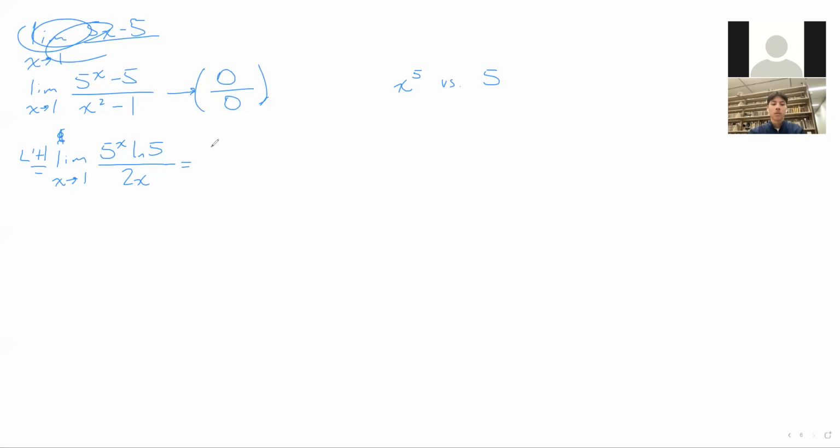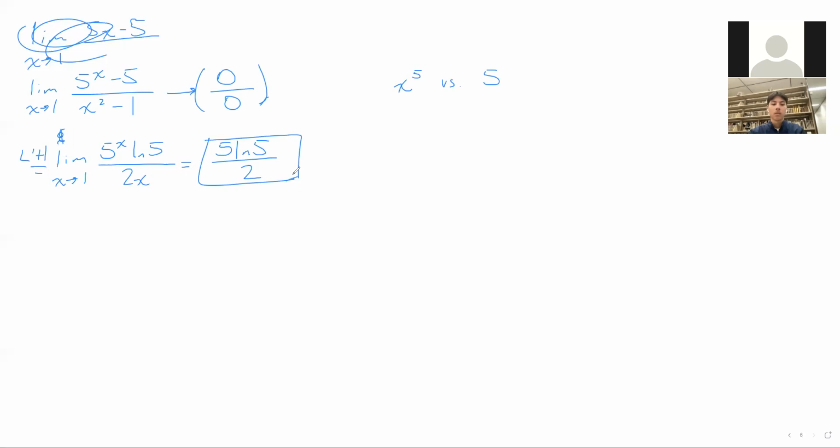I think I need the calculator for this because I can't remember the natural log. I had to deal with that in limits. Well, what kind of thing is natural log of 5? The natural log of 5 is just a constant. So this limit is just 5 natural log of 5 over 2. So that should be that limit.